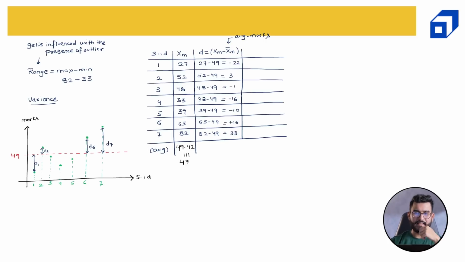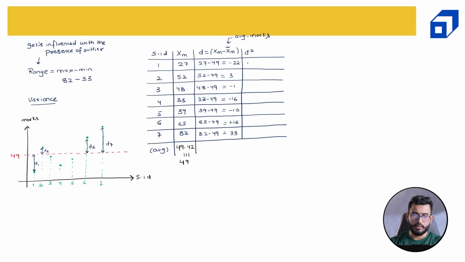Now here you can see that I'm having minus 16 and plus 16, and if I simply take the sum over all the d, this minus 16 will cancel out plus 16, so I will not get the contribution of these two numbers. Similarly, you can see that I'm having minus 22, plus 33, minus 1, plus 3. So we are having some values which are positive, some values which are negative, and we cannot simply take the sum. So we will take distance square.